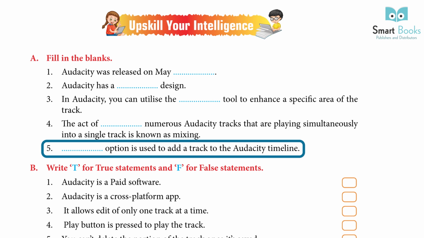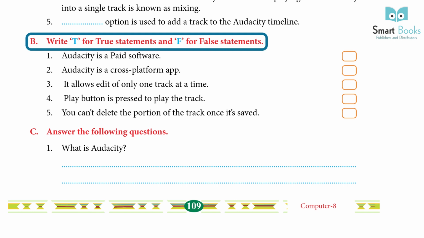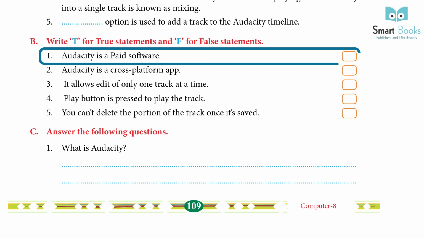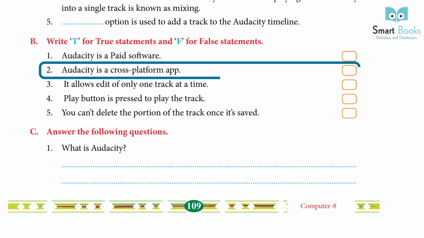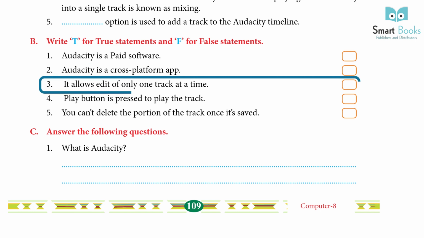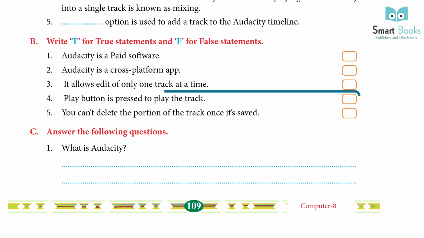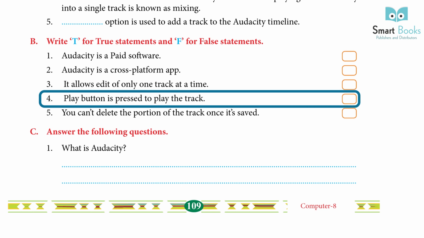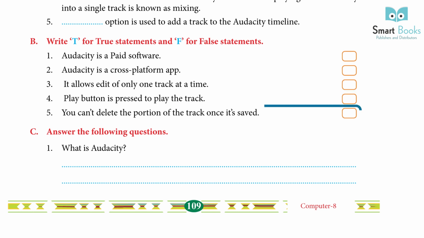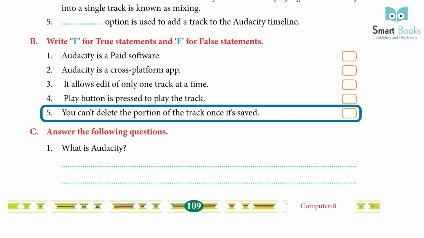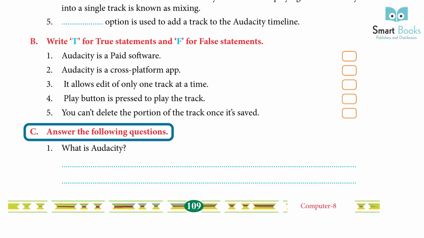B. Write T for true statements and F for false statements. 1. Audacity is a paid software. Answer: false. 2. Audacity is a cross-platform app. Answer: true. 3. It allows edit of only one track at a time. Answer: false. 4. Play button is pressed to play the track. Answer: true. 5. You can't delete the portion of the track once it's saved. Answer: false.